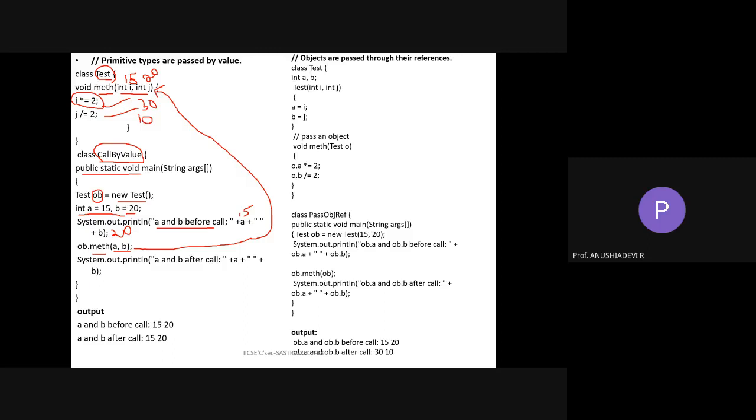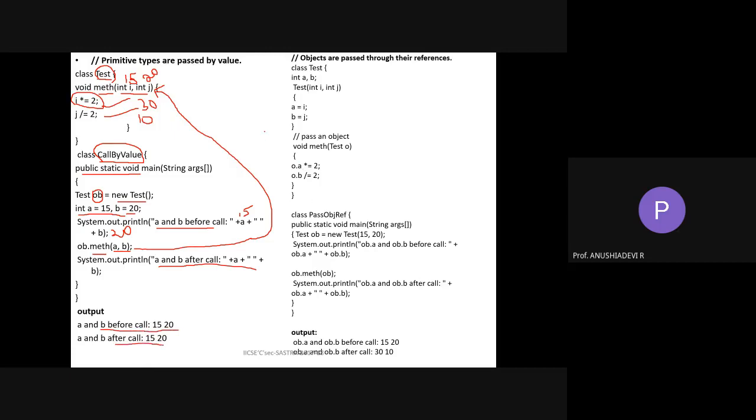Now, if I am multiplying and dividing i and j, will that be reflected in this a and b of the main function? No, ma'am. Why? Because these i and j are local variables to this method, and a and b are local variables to the main function. You are passing the a and b values, which are assigned to i and j. So whatever changes you have made in this function are only reflected in i and j, not in a and b. So after calling that function, the a and b values are still 15 and 20. A and b before the call are 15 and 20, a and b after the call are 15 and 20.